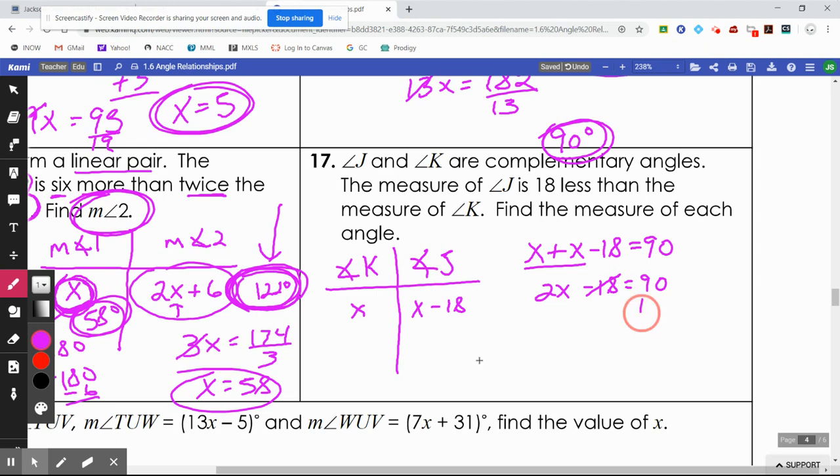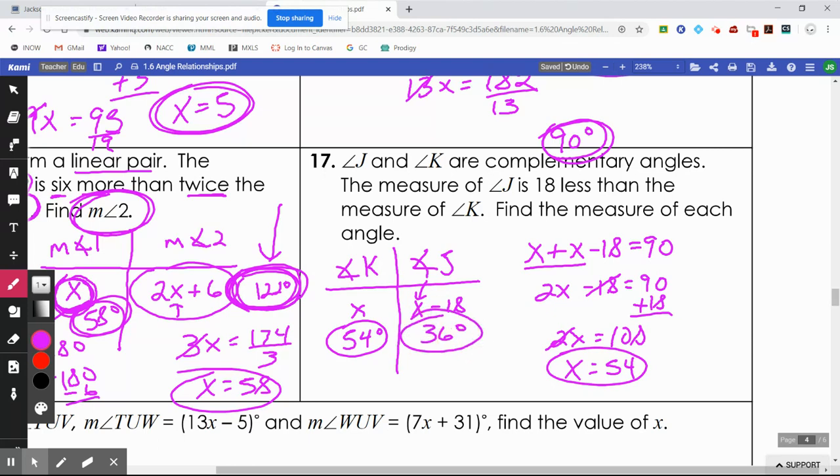Same thing now, combine like terms. Move the minus 18 by adding 18. That gives me 2x is 108. Divide by 2 gives me x is 54. Since I now know what x is, this angle is a 54-degree angle. This would be 54 minus 18, or a 36-degree angle, and you can check that those two would be complementary. So find the measure of each angle. We've done that.